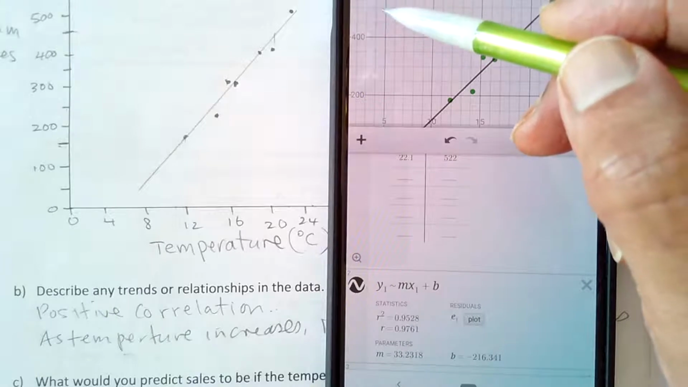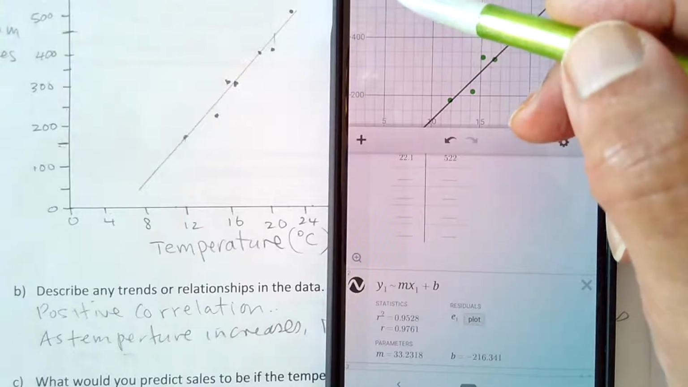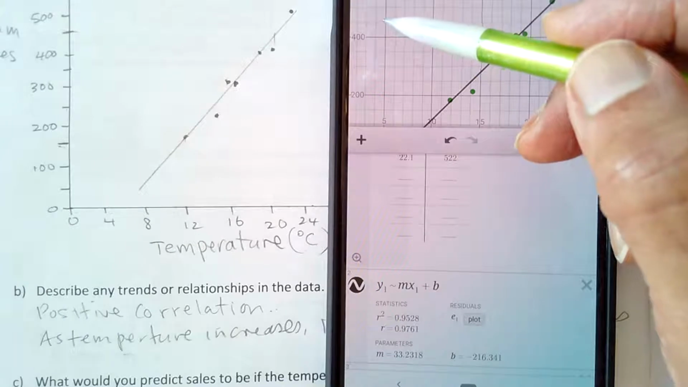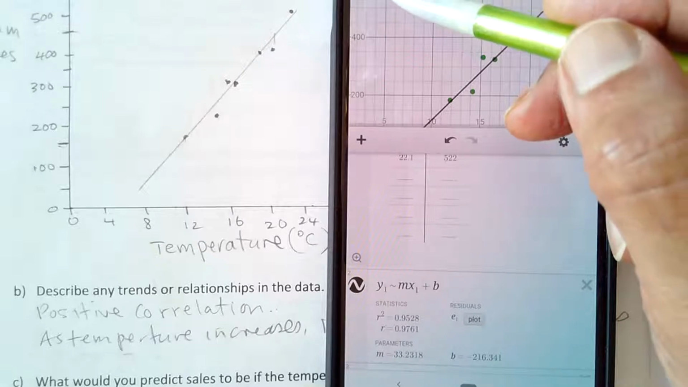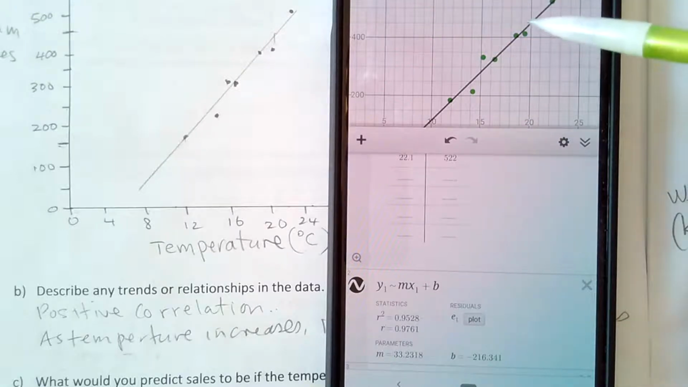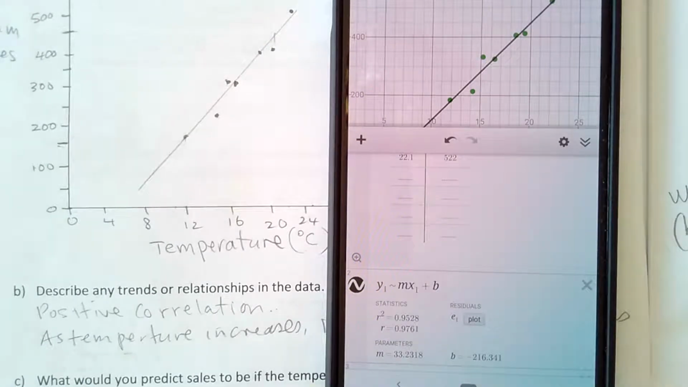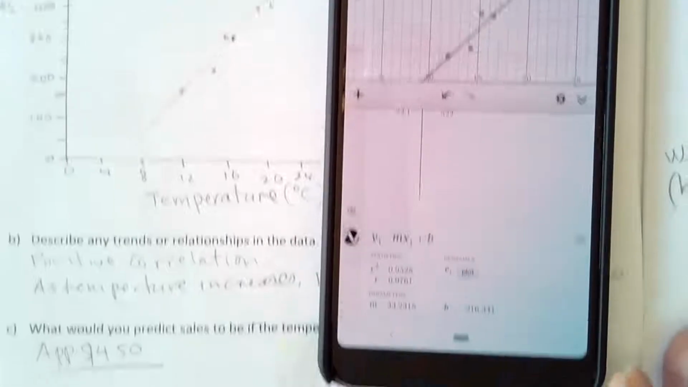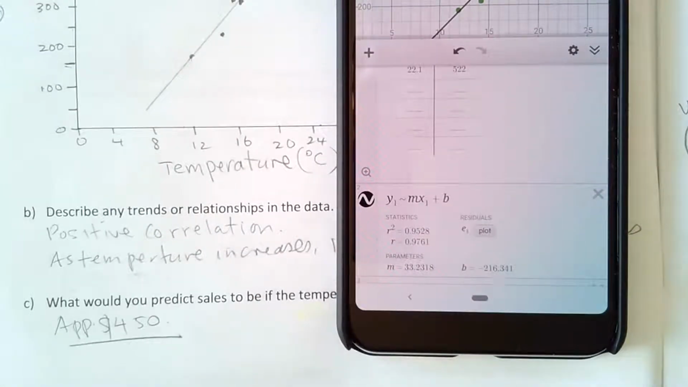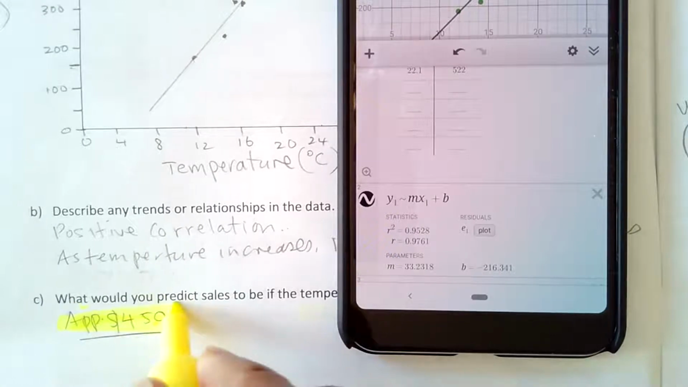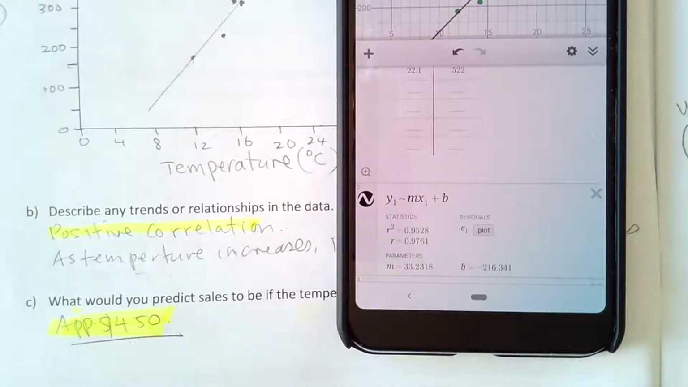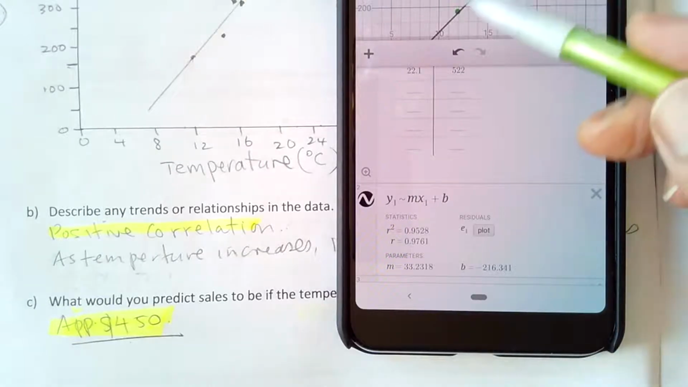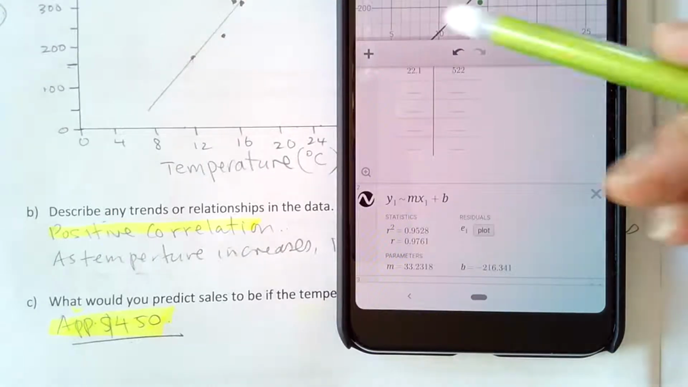450, 500, 550. It goes up an increment of 50. So this would be 500, 550, 600. So at 20 degrees, it will be 450. So that's almost exactly what I also have from my little graph too. So that's predicting, and this means you're interpolating, looking within your given data.